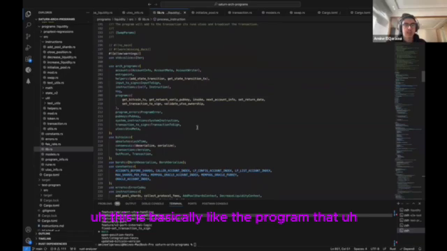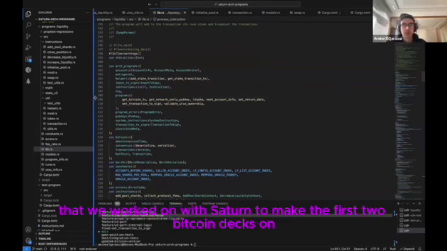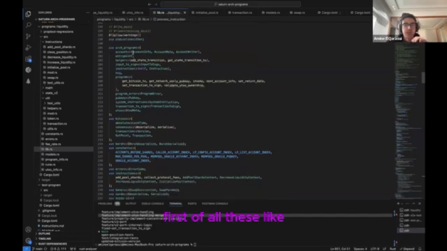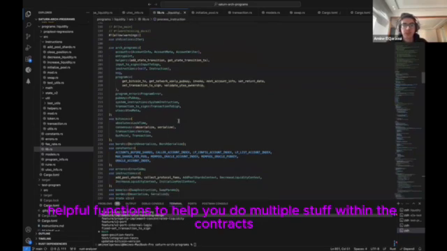So this is basically the program that we worked on with Saturn to make the first true Bitcoin DEX on Bitcoin, and it's using Arch infrastructure. First of all, these are imports, basically helpful functions to help you do multiple things within the contract.